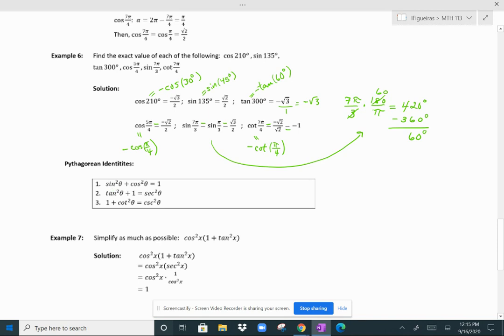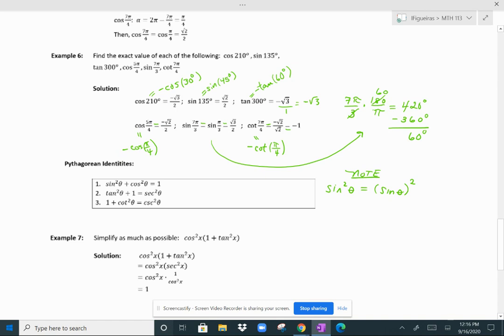So sine squared of theta plus cosine squared of theta is equal to 1. I just want to point out this notation, sine squared of theta. This means the same as the sine of theta squared, and that would be true for all 6 of them. It's typically written this way, but this is what it means, that you're taking the sine of theta and squaring that value. The second one says that tangent squared of theta plus 1 equals secant squared. And the third one says that 1 plus cotangent squared of theta equals cosecant squared of theta.